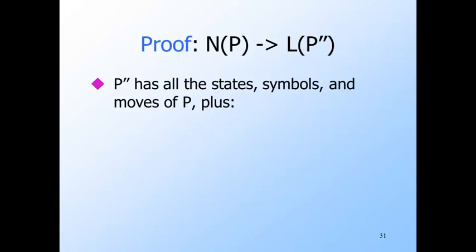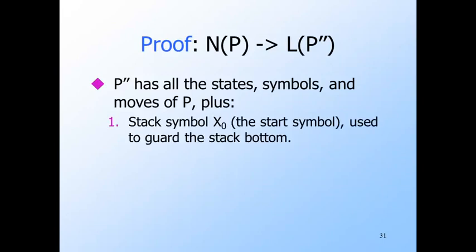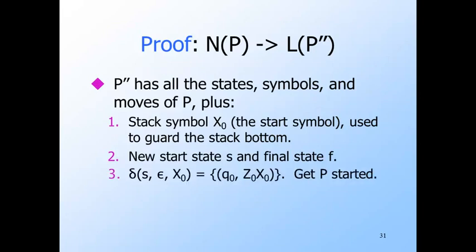P double prime has all the states, symbols, and transitions of P. In addition, P double prime has a new start symbol X0 that also guards the stack bottom, just like it does for P prime. P double prime has a new start state S and a new final state F. From the initial ID, P double prime goes to the start state of P and pushes the start symbol of P onto its own stack. It is thus ready to simulate P.